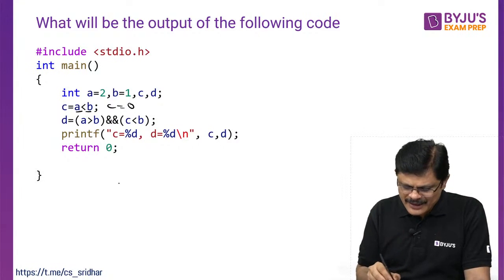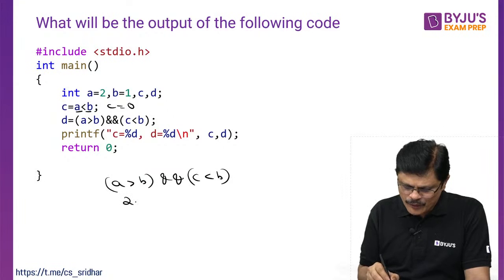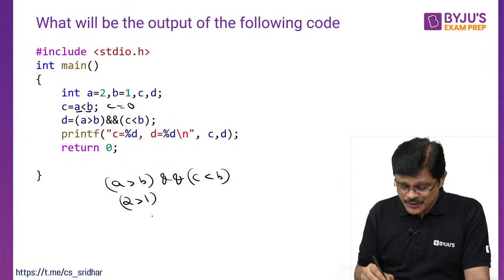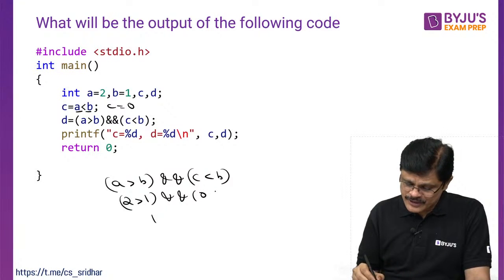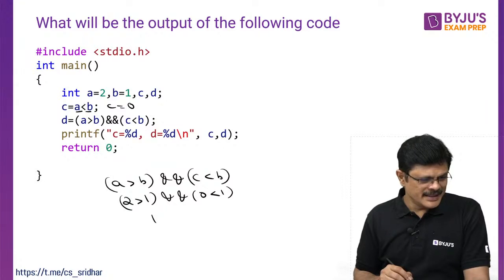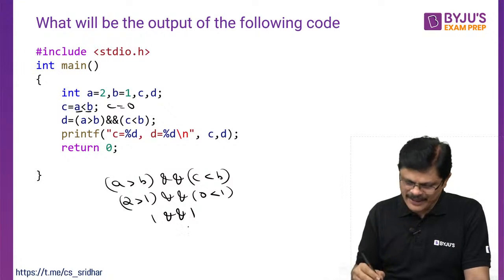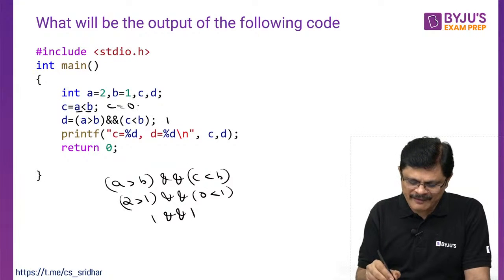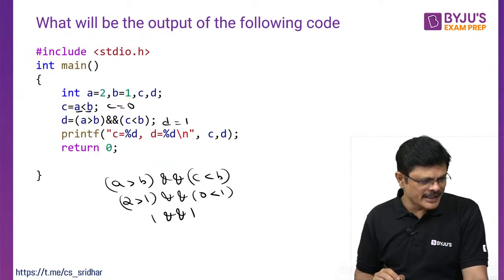Now look here. It is A greater than B and C less than B. What is A? 2 greater than 1, it is true. But C value just now is 0. Is 0 less than 1? Yes. 1 and 1 should be 1, my dear friends. So the value of D is 1 and the value of C is 0. So 0, 1 get printed.